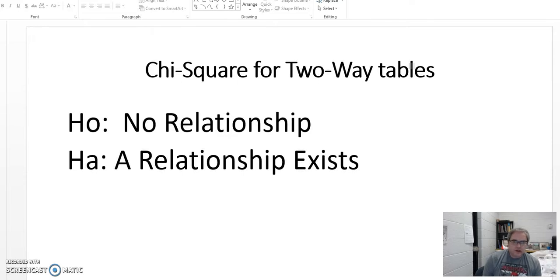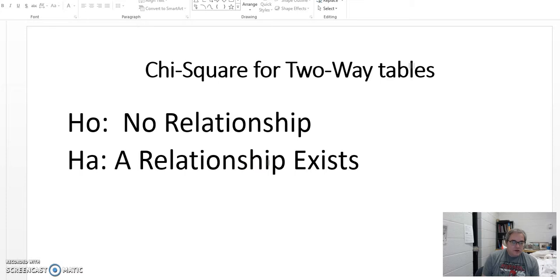Okay, our next chi-square test is chi-square for two-way tables, or chi-square for contingency tables. Contingency is a good one to remember because in StatCrunch, that's one of the keywords you're going to look for when you're selecting the correct procedure. The chi-square tests basically this hypothesis: no relationship or no dependency, against an alternative that a relationship or a dependency exists. The wording of these hypotheses can change, but that's the idea.